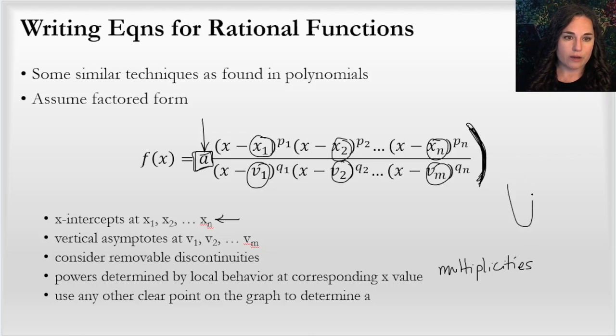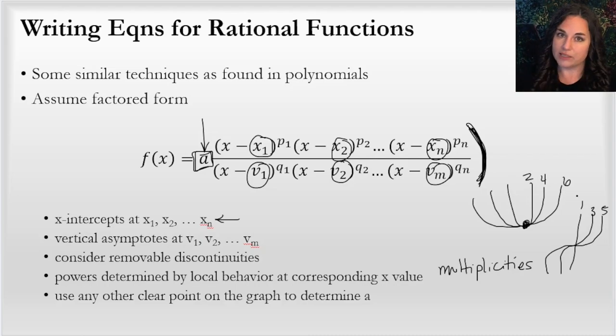So when you have a parabola as opposed to an x to the fourth and an x to the sixth, the power at that point is going to be determined by the shape of that function. And again, when you have a cubic as opposed to a fifth, it gets wider as opposed to a line, the first power. So that is power 1, power 3, power 5. Power 2, power 4, power 6, right? That shape gets more extended as the powers, the multiplicities, get higher. And then finally, use any other clear point on a graph to determine A.